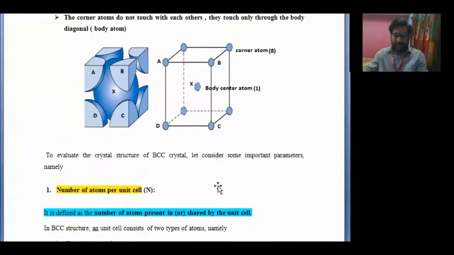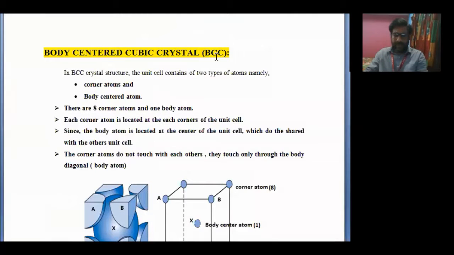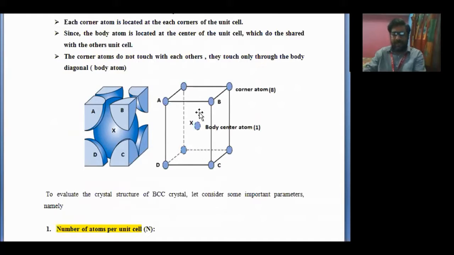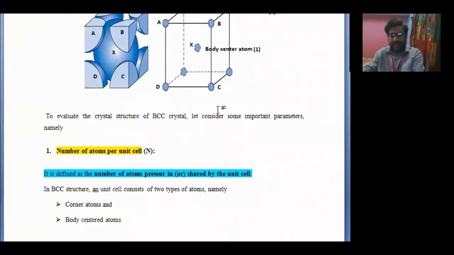So we know that in a BCC unit cell, we have two different types of atoms, corner atom and the body-centered atom. So totally there are 8 corner atoms and 1 body-centered atom. These corner atoms are located at the 8 corners of the unit cell. The body-centered atom is located only at the center of the unit cell. For this unit, we have to measure the total result.